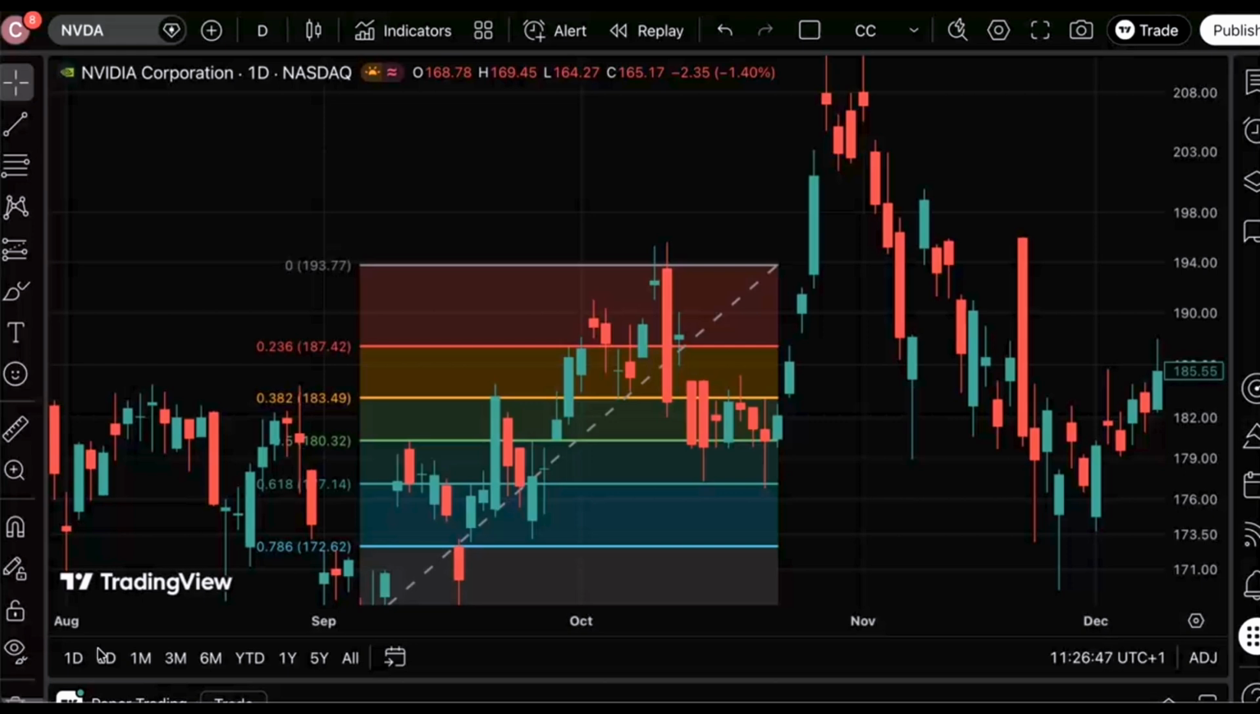First of all, identify the trend, draw your Fibonacci, wait for a pullback, look for confirmation, support, resistance, candlestick patterns, trend line confluence, etc. before taking the trade. Fibonacci works best when combined with other signals, never alone. And there you have it. That's how you use Fibonacci retracement in your trading.